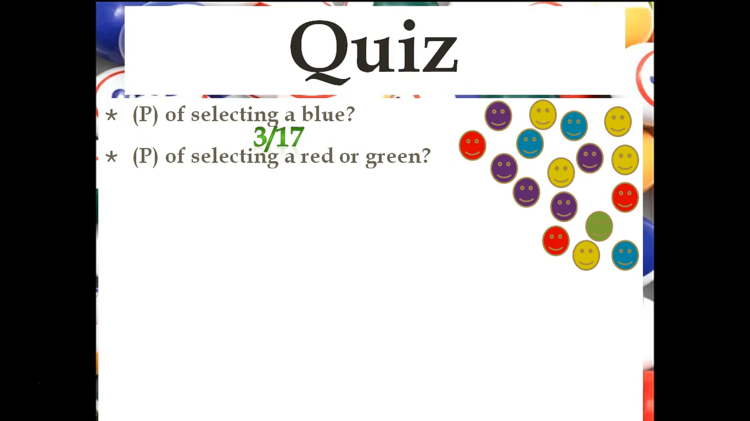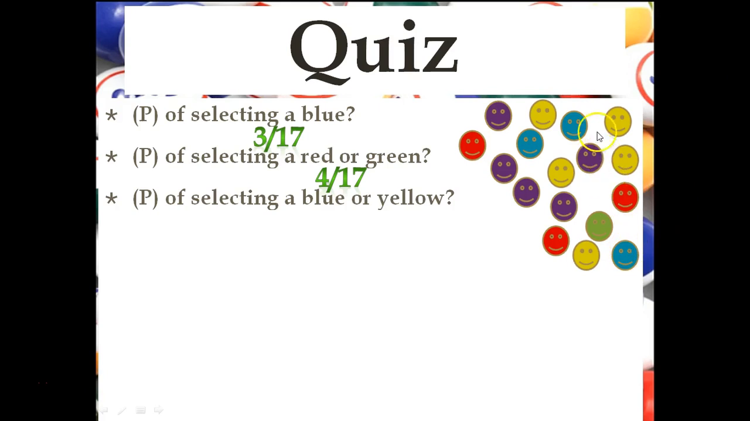So once again, try these on your own. You can pause each time. All right, probability of selecting a red or a green. Well, we have 3 red smiley faces, and we have 1 green, so that is 4 out of 17. Next, what is the probability of selecting a blue or yellow smiley face?